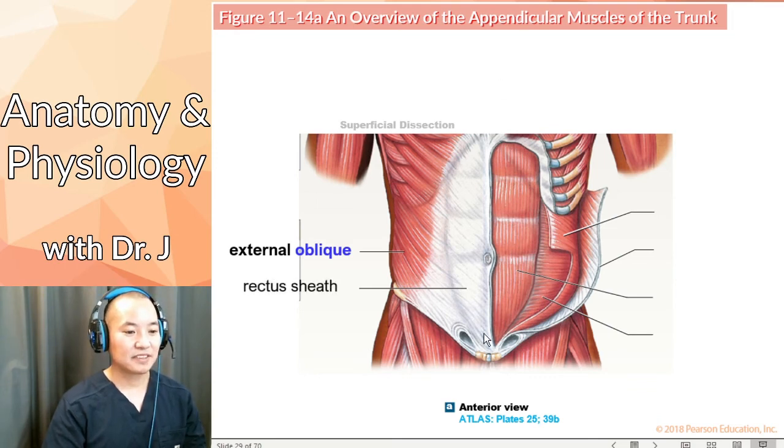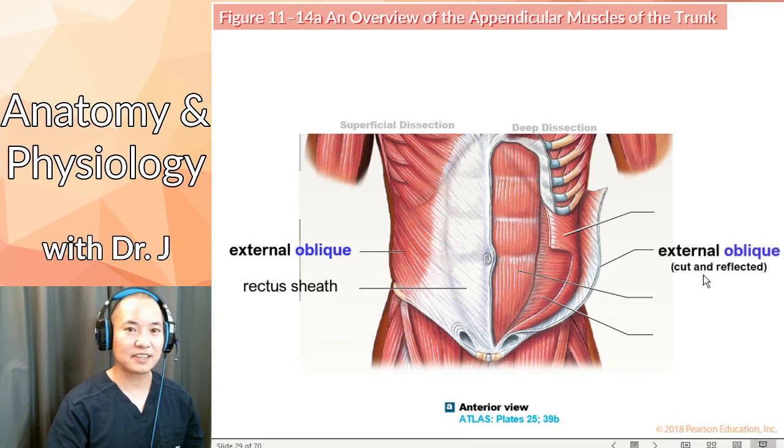And here is what is called the rectus sheath. You can't actually see the rectus abdominis from the surface. It's enveloped within this rectus sheath, which is contained within the aponeurosis of the external obliques. Now what we have here is a deep dissection. So now you're going to cut this external oblique and pull it back. That's what it means by cut and reflected. You cut it, and reflected means you're pulling it back.